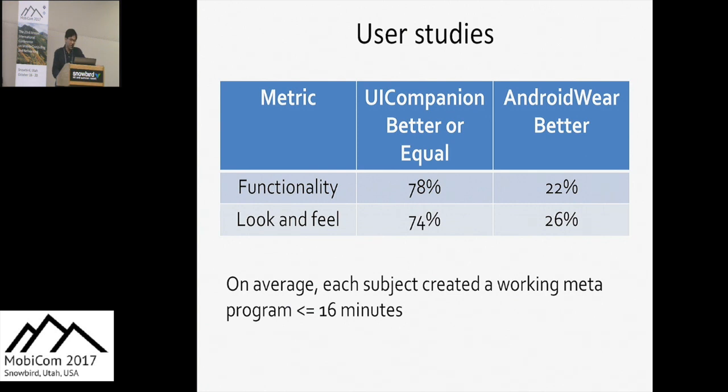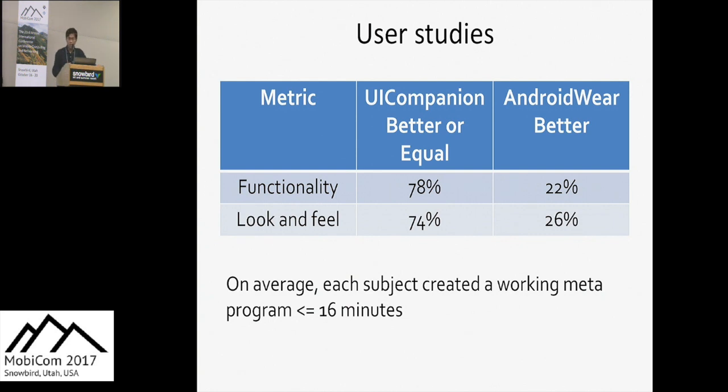We've also conducted user studies. We asked 20 subjects questions about their look and feel and functionalities by comparing those two versions. Since this is A/B testing, the subjects had no idea which version they were actually interacting with. From this table, we can see that for functionalities, 78% of subjects think that UI companion apps are better or equal to the original version, and 74% of subjects think that our version is better or equivalent to the original version in terms of look and feel. We also measured the time it takes to write a Metaprogram for those subjects.